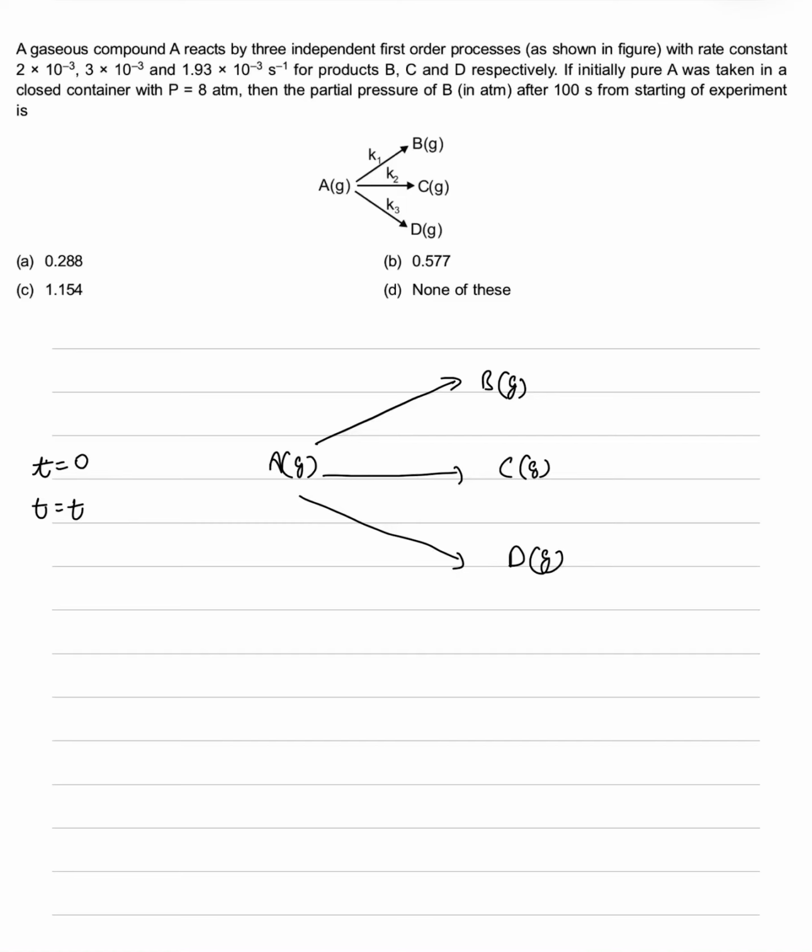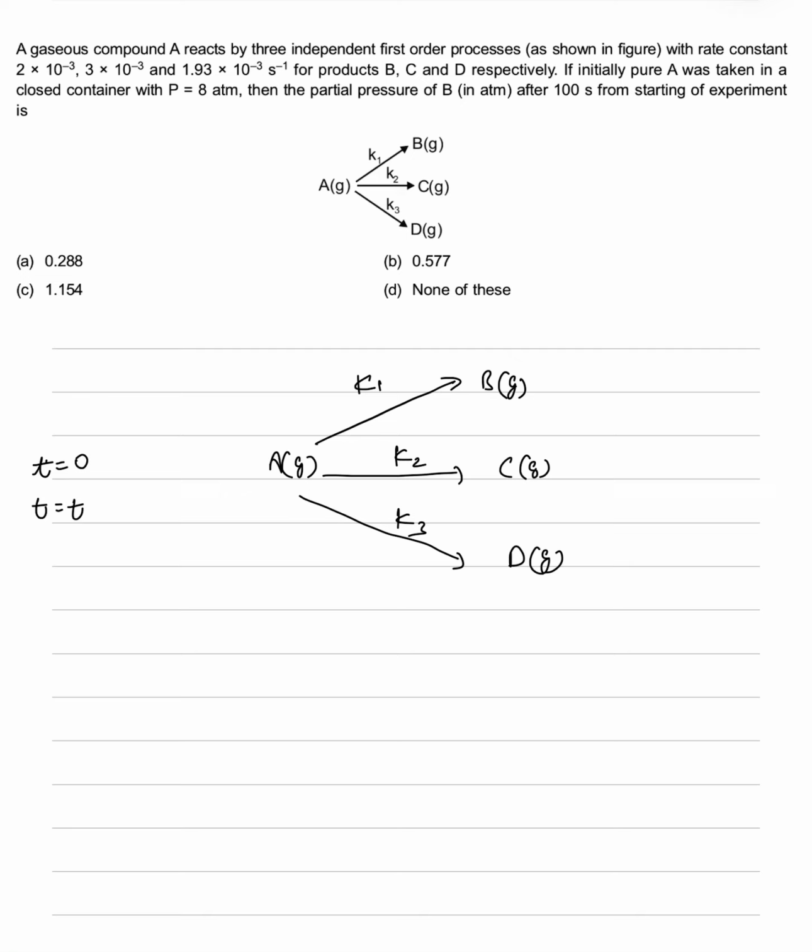This question requires the understanding of the parallel reactions topic from chemical kinetics. Now in this question, what is given to us is that there is one reactant A, and it is giving us three different products B, C and D with three different rate constants K1, K2 and K3. The values of K1, K2 and K3 are given in the question.